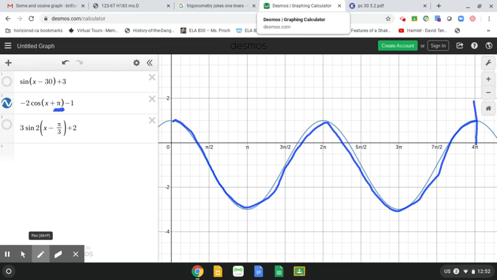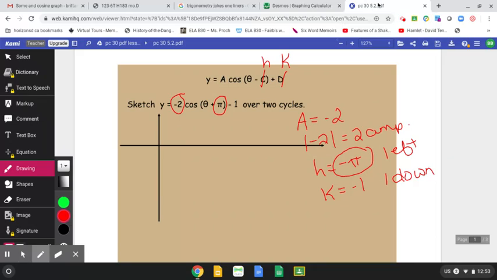So my period here is 4 pi. Or no, sorry. The time it takes for 2 cycles is 4 pi. My period is just 2 pi, right? That's how long it takes to repeat. Was there anything else I had to look at? I don't think so. Good. It's that easy. I like this section. As long as you can work Desmos, you'll be fine.